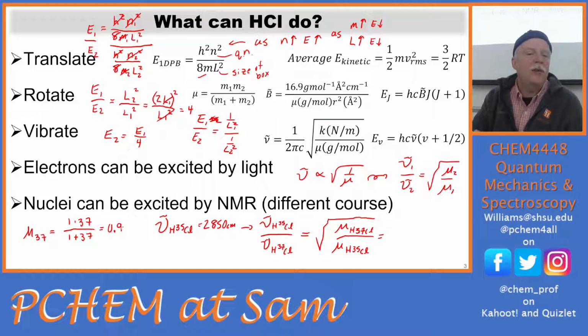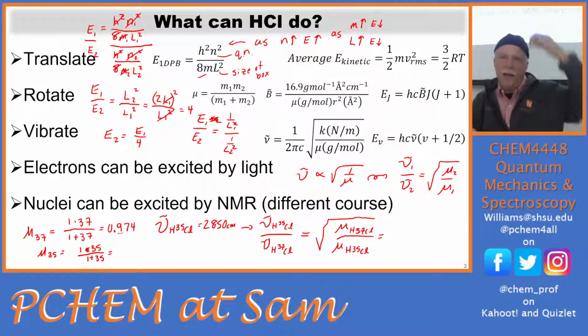I'm probably going to need 3.974. Okay, now let's do mu 35. So 1 plus 35, 1 times 35, sorry, over 1 plus 35.